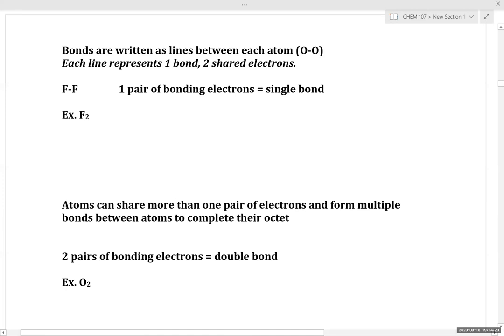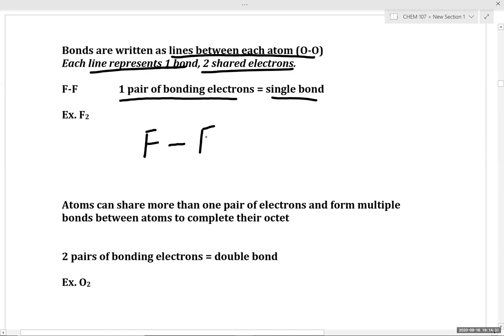So, bonds can also be written as lines between each atom. Each line represents 1 bond or 2 shared electrons. So 1 pair of bonding electrons represents a single bond. So for example, a single bond can be either represented as a line or a set of 2 dots, 2 shared electrons. And as we can see in this example, for fluorine, each of our fluorine atoms have 8 electrons to their name. Does that make sense?